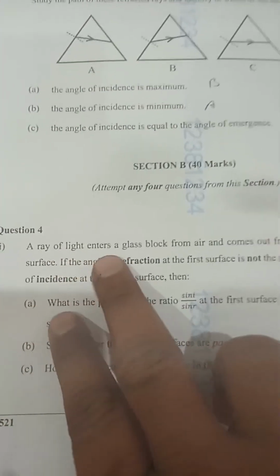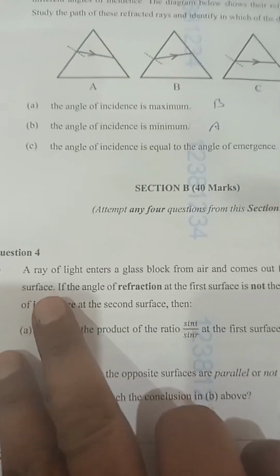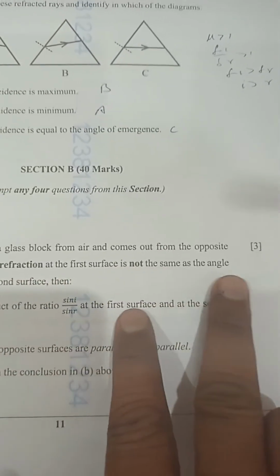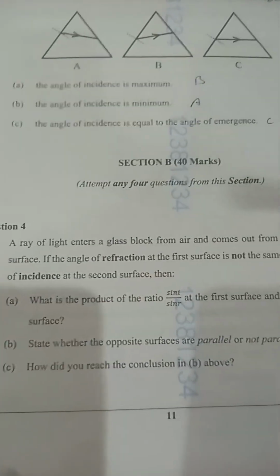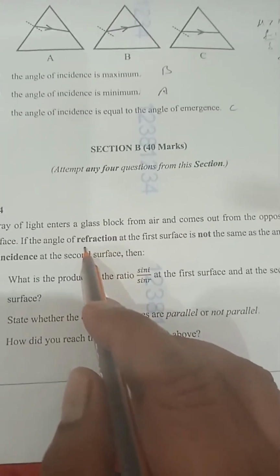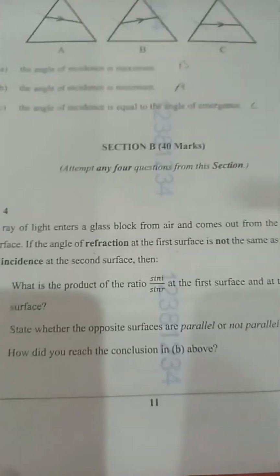A ray of light enters a glass block from air and comes out from the opposite surface. If the angle of refraction at the first surface is not the same as the angle of incidence at the second surface. Okay, so here it is mentioned that the angle of refraction at first surface and angle of incidence at second surface are not equal, and it is a glass block.